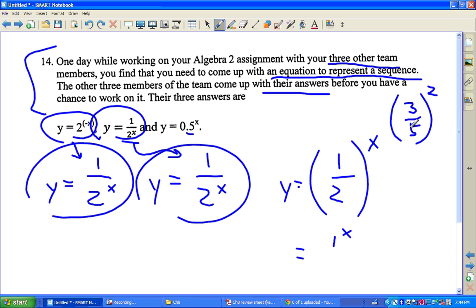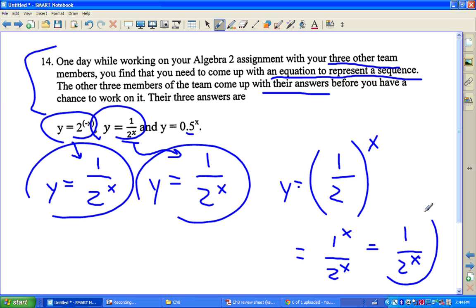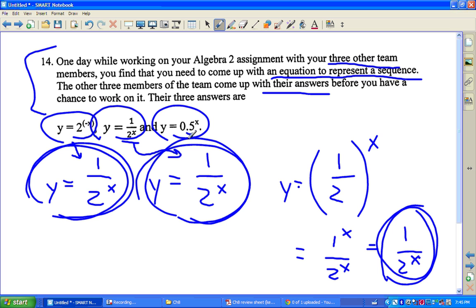Okay, but if I were to distribute the x, 1 to the x, well, 1 to the anything is always going to be 1. Even 1 to the 0 is 1, so I don't need the x as an exponent. I'm sorry, 1 to the x is going to be equal to 1 all the time, and then 2 to the x stays in the bottom. So really, this third one is the same as this one, as the same as this one. They're all 3 the same.